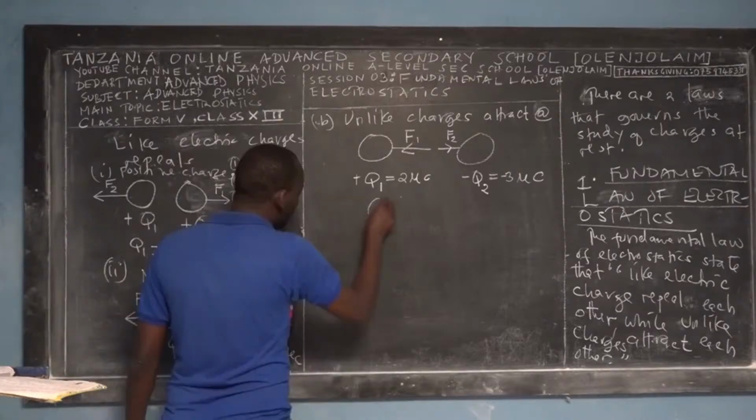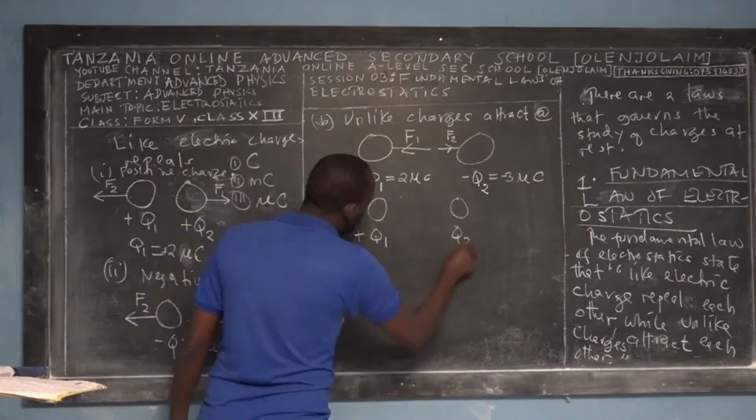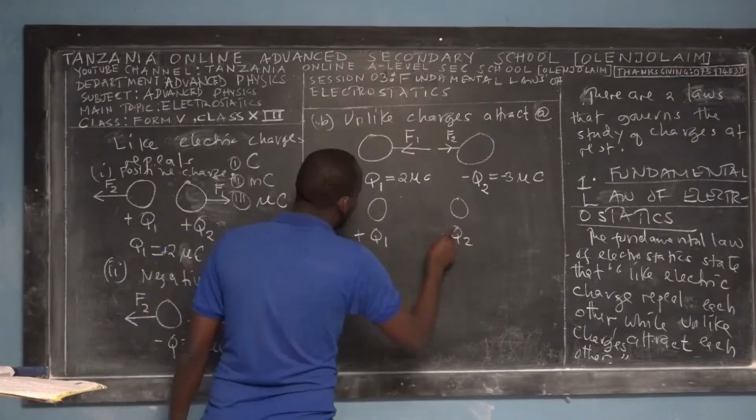So it means that in physics we say we have Q1 and Q2. This is Q1, which is positive, and this is Q2, which is negative. So what is going to happen? We have a line, and with this line we show these directions. What does it mean? It means that Q1 attracts Q2 and Q2 attracts Q1.